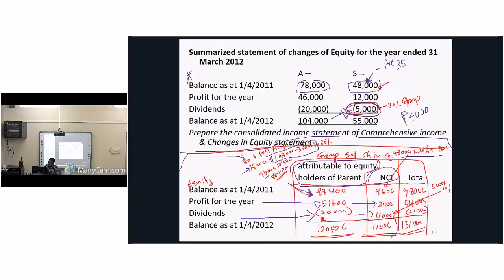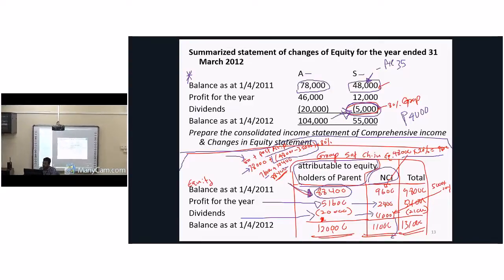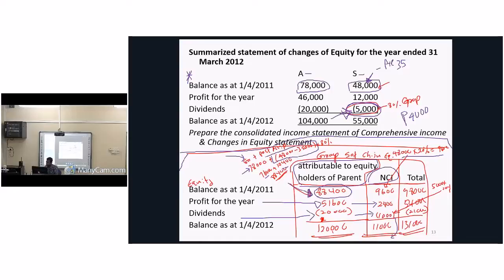Only the question here is how to calculate this figure. How to calculate profit attributable to equity holders of parent, total equity at the beginning of the year. Usually how to calculate it? You have to take parent's total equity at the beginning of the year plus post-acquisition equity of the subsidiary into group percentage. It will be total equity at the beginning of the year.